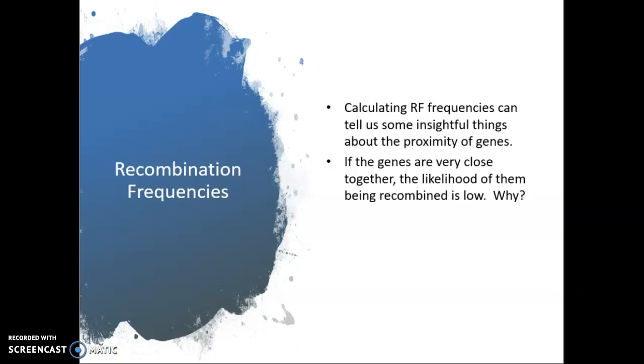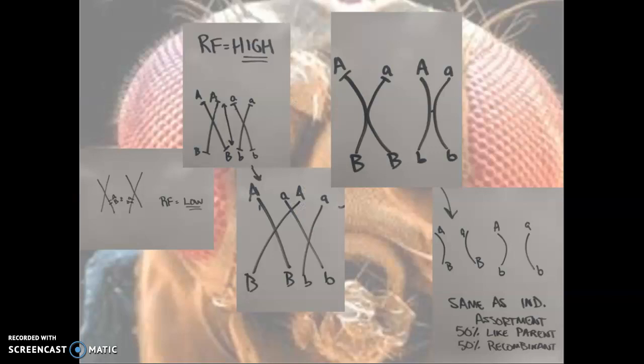This is a confusing part here. The highest RF value that you can get is 50%. Why is that? I tried to illustrate that on the next slide. If you have two genes that are really close together, here's this homologous pair of chromosomes, and A and B are really, really close together, we only have this little tiny distance in which this crossing over can occur. That makes it unlikely, a low frequency.